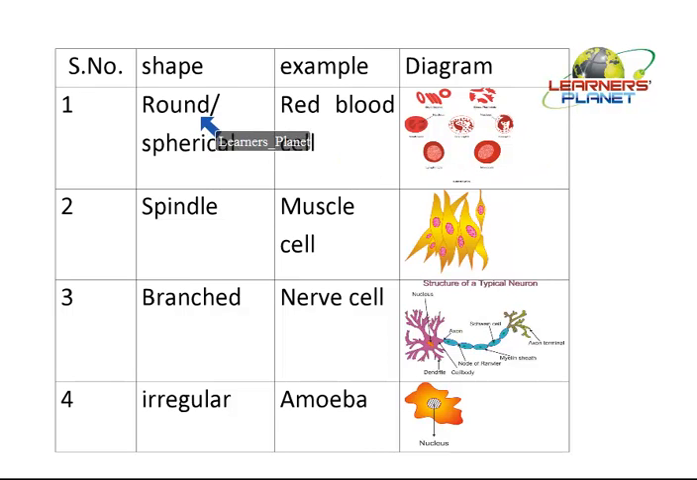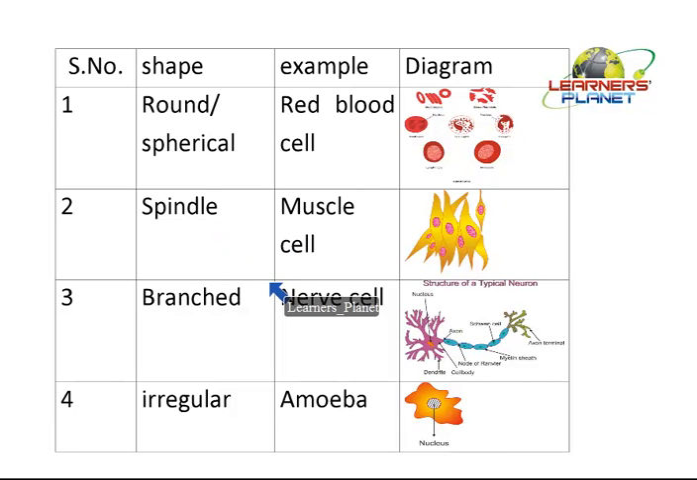If we say round, RBC is the best example. Even WBCs are round in shape. Further, you can see these monocytes and lymphocytes, they have a round shape too. But there exist certain differences with respect to their own function. Chemically and functionally, there are differences.